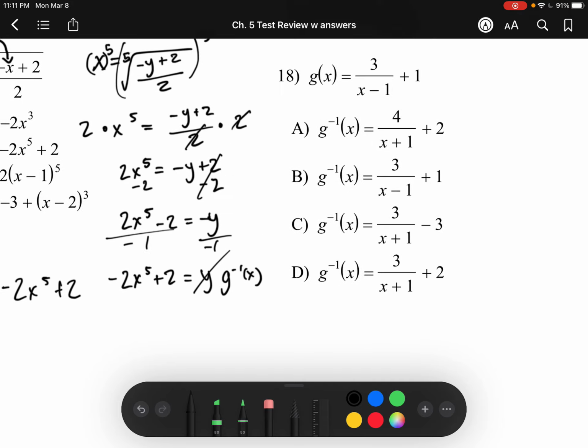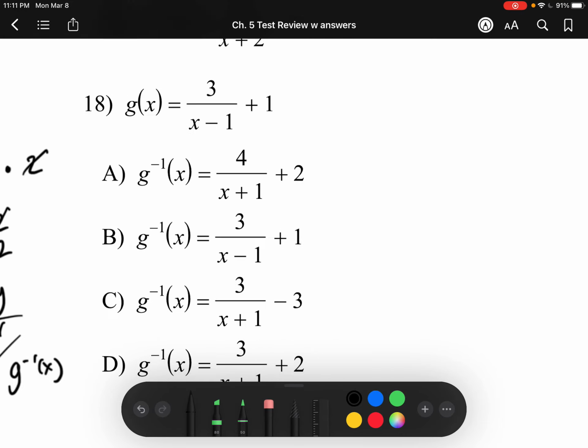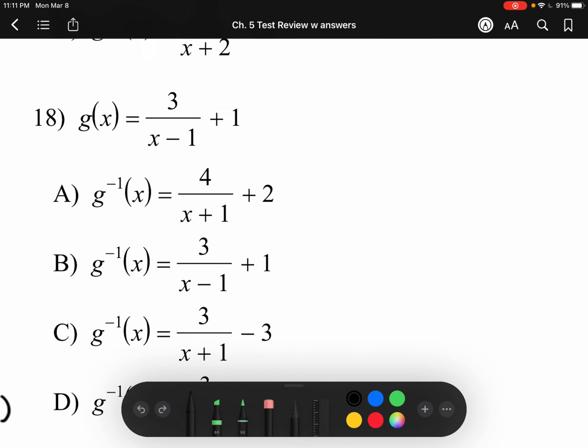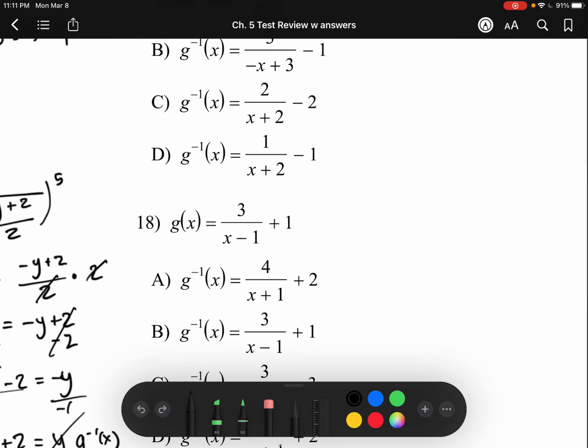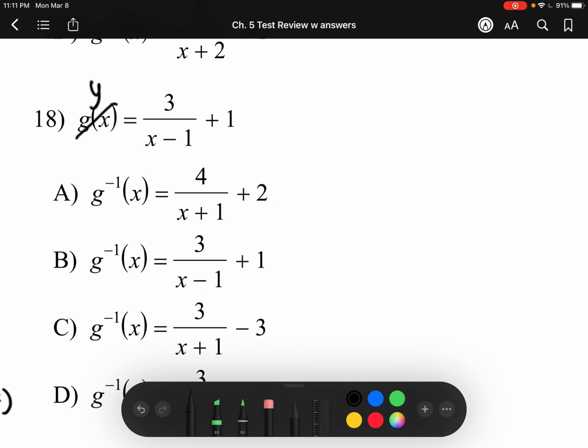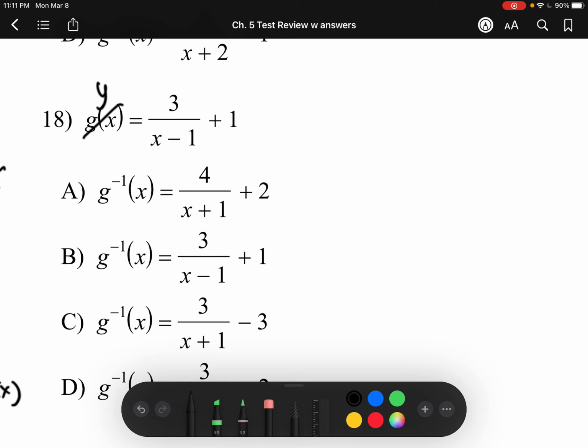All right. So then finally we're on number 18 for finding the inverse functions. So for number 18, it's very similar to number 16. So make sure to pay attention to that step if you were a little confused. So step 1 is going to be to change g of x to y. And then step 2, interchange y and x. So our function becomes x is equal to 3 over y minus 1, plus 1, right? We just changed x and y here.